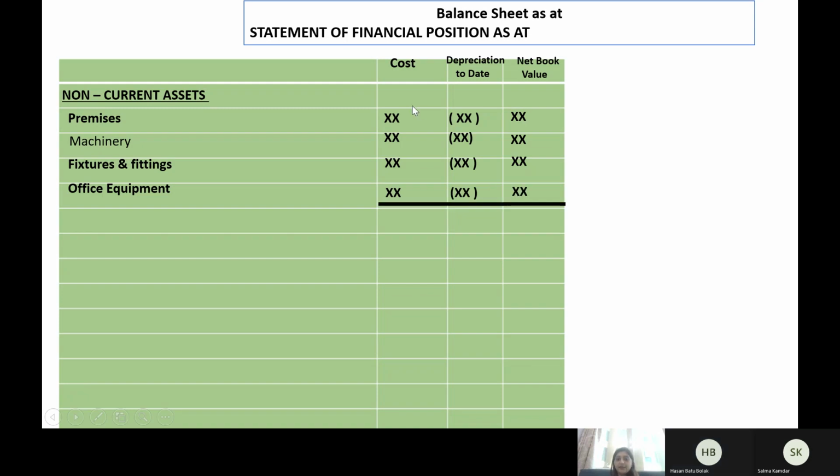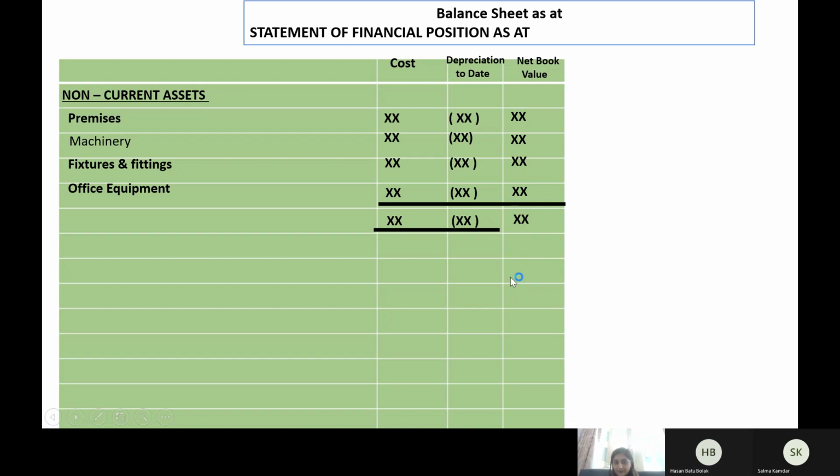Very good. Then you would do the total of all these costs. You write the total over here. You will do the total of all the accumulated depreciation and write the total over here. Cost minus accumulated depreciation, what does it give you? Net book value. Then you close this. Just remember, when you close it, you just close it up till here.